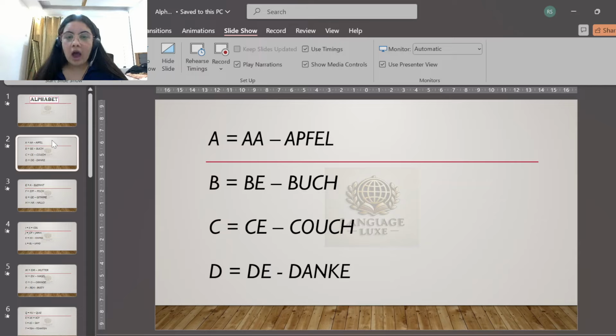A, Apfel. B, Buch. Then comes C, Couch. D, Danke. A, B, C, D.